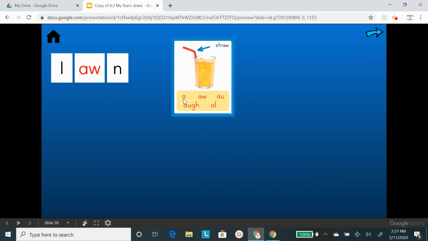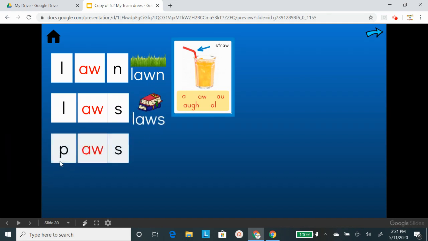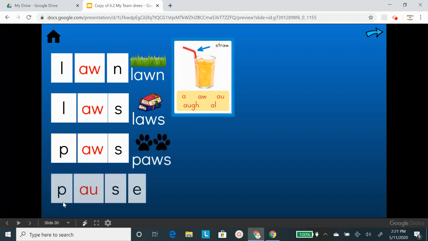Remember, aw can be made with A, AW, AU, AUGH, and AL. So I'm going to click on the words. I want you to sound them out with me and see if we can figure out what the picture is before we get there. Ready? Lawn. Laws. Pause. Ooh, isn't that weird?